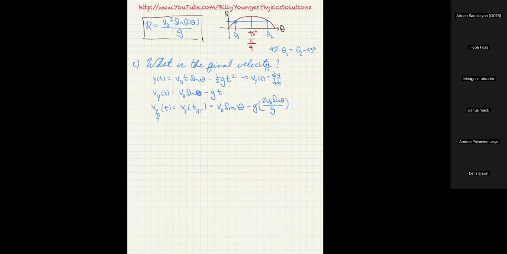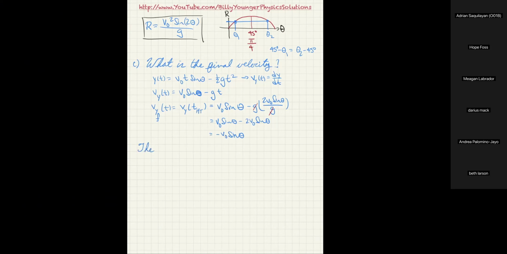We can see that the g's cancel each other out now, and the result is v0 sine theta minus 2 v0 sine theta, which is equal to negative v0 sine theta. That's pretty amazing. That's telling us that the y component of velocity is literally just the negative of the initial y component of velocity. The initial y component of velocity was just v0 sine theta. This one's negative v0 sine theta.